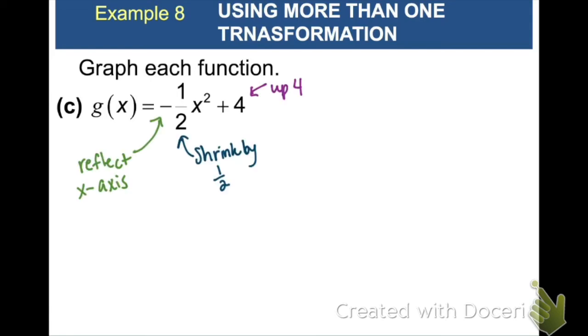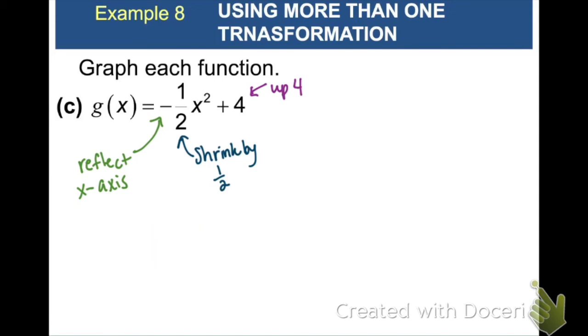You should have found these 3 transformations. First of all, the negative out front means that we're reflecting across the x-axis. So instead of my graph opening up, I'm going to have a graph that opens down. Next, we have a shrink by 1/2. A shrink means that our graph is going to get wider. So instead of having the normal width of the parent function, we're going to have something that's just a little bit wider.